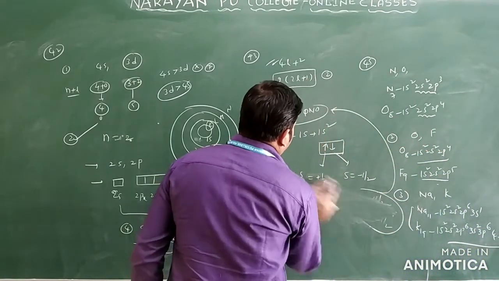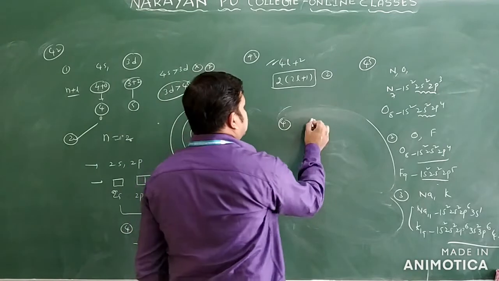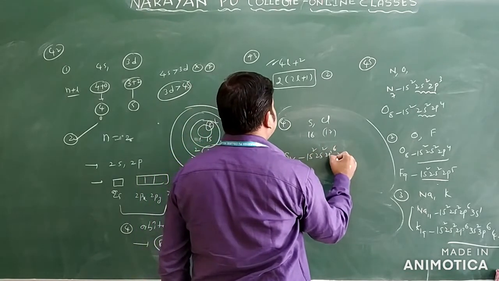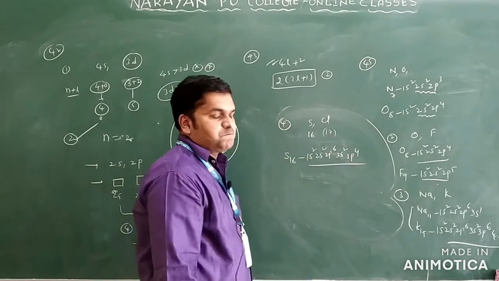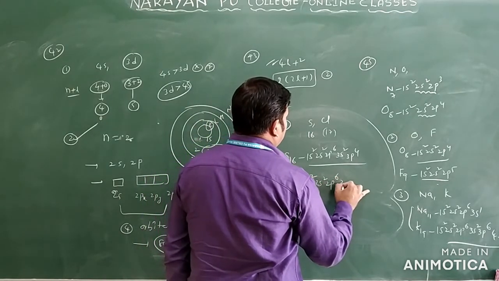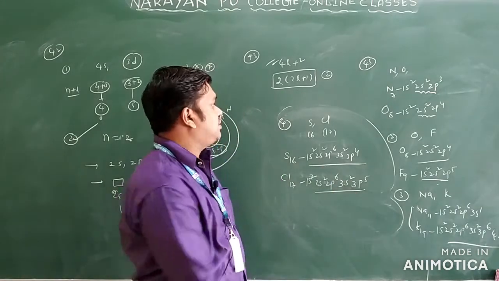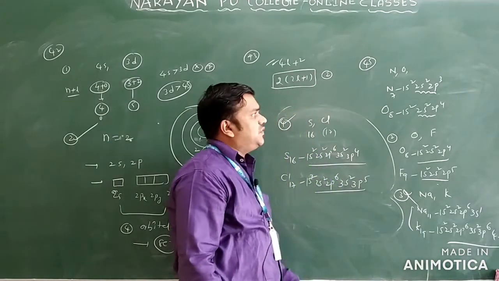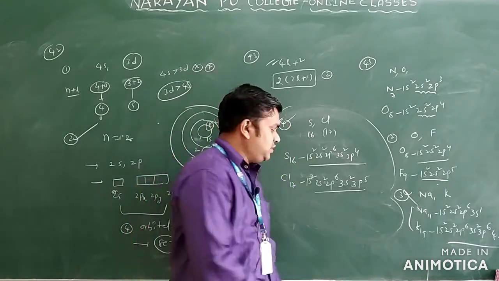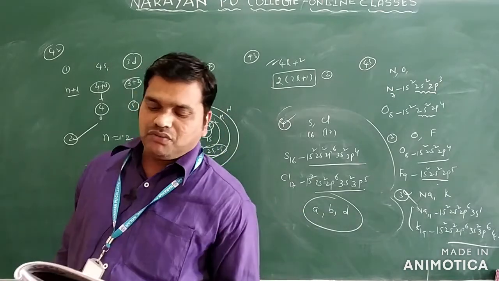So let us see option 4. Option 4 we have sulfur and chlorine, this is 16 and this is 17. Sulfur 16 you will write 1s2, 2s2, 2p6, 3s2, 3p4. Chlorine we have 17: 1s2, 2s2, 2p6, 3s2, 3p5. Now you see, 3s and 3p, the remaining orbitals are the same or not? So these are also the same. So oxygen and nitrogen have the same orbitals, oxygen and fluorine have the same orbitals, sulfur and chlorine have the same orbitals. What you can take is A, B, and D. So the answer is option 4 for this question number 45.